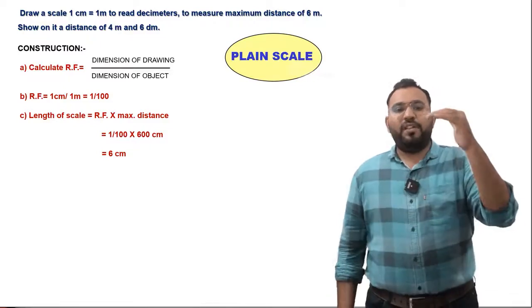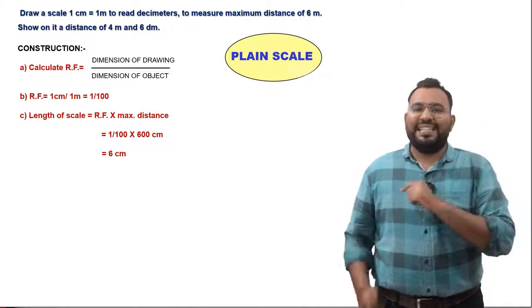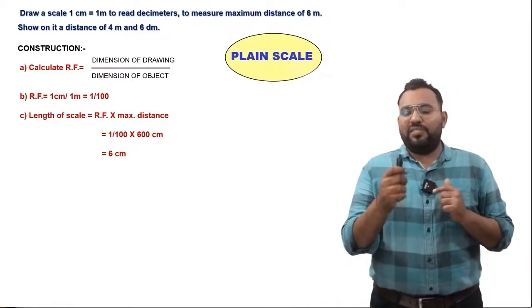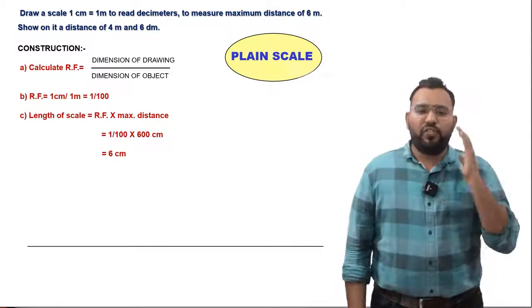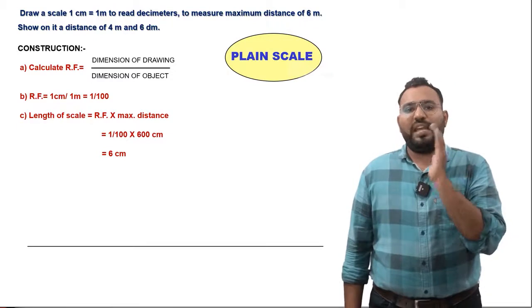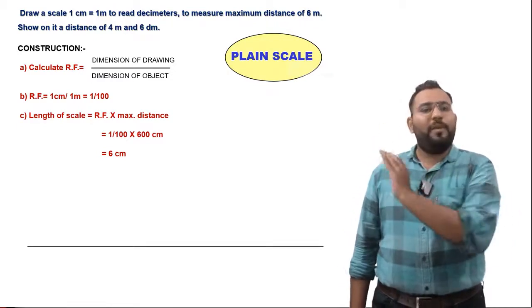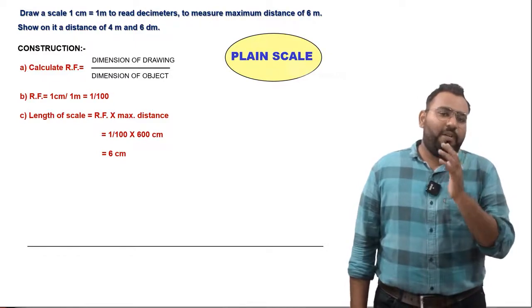So here first we have length of scale is equal to 6 centimeter. So first step, draw a 6 centimeter horizontal line. So now see it on your screen. First I am going to draw a 6 centimeter horizontal line. Now we have to divide this 6 centimeter horizontal line into some suitable number of equal parts. But now the question comes in your mind, sir, what is the suitable number of equal parts?